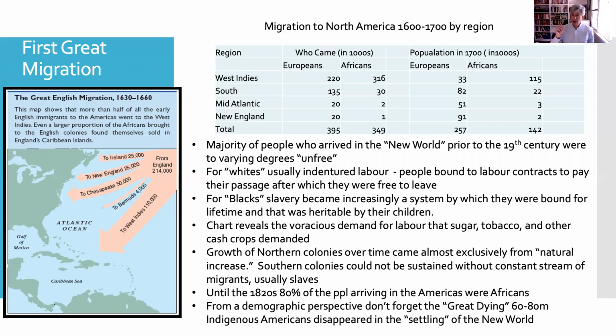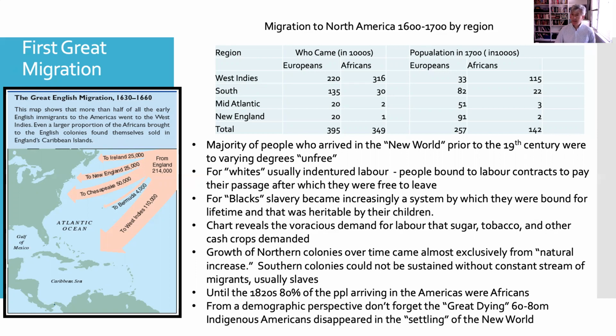Okay, first migration, right, largely occurs in the 1600s, largely is a movement to, we think of the big one, is the movement of European peoples to the Americas over this period. Particularly, again, we think of the British colonies and others in the Caribbean and in the United States, and what would become Canada. And the majority of the people who are arriving in the New World prior to the 19th century are to varying degrees what we would call unfree.